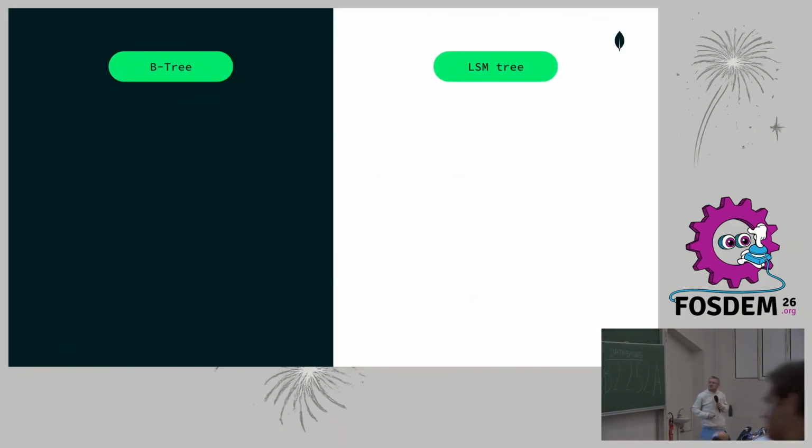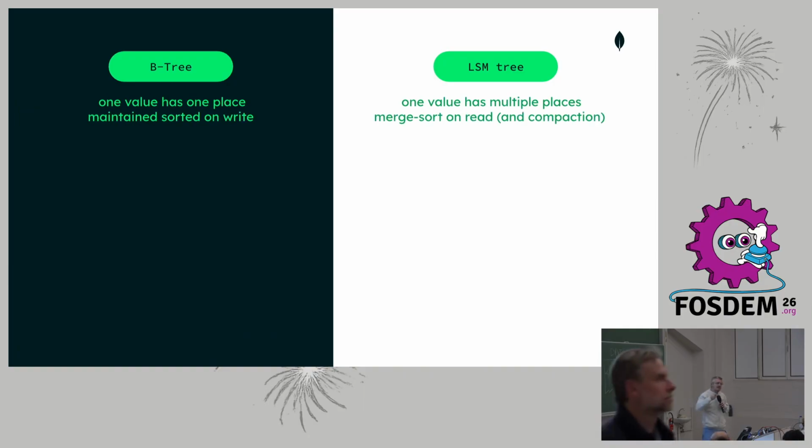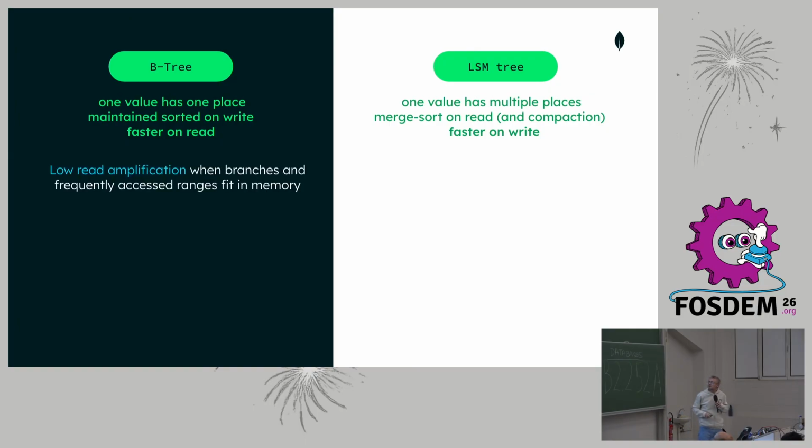Okay, so to summarize, when we compare, big difference, the B-tree has a specific place for a value. The LSM tree may have multiple places, so the B-tree is maintained sorted on write, because it is written at a specific place, whereas the LSM tree is partially maintained sorted because you insert in the memory table and it can be sorted in memory easily, but you need compaction and you need the merge sort when you read it at the end. So this is why we say that B-tree is faster for reads and LSM-trees are faster for writes. But there are many optimizations.